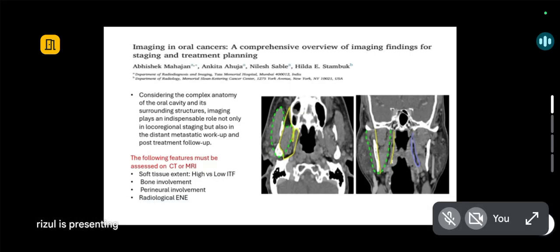So basically, when we come to advanced local disease, the mainstay of our findings in radiology is a lesion involving the ITF and the masticator space. In this picture, we can clearly see the green arrow, that is your masticator space, and the yellow part signifies your ITF. Now the ITF, signified by this yellow part, shows how well its boundaries are defined.